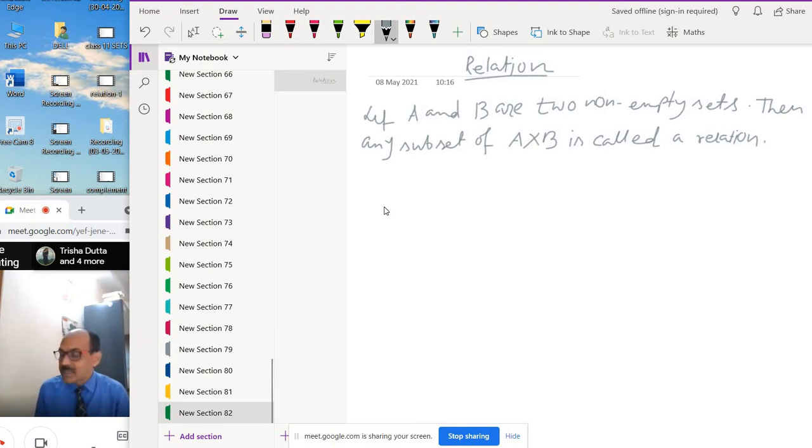A is a set whose elements are 1 to 14: 1, 2, 3, 4, up to 14. And define a relation R, denoted by capital R, from A to A. So first set and second set both are A, with elements 1 to 14. And R equals the set of ordered pairs x comma y such that 3x minus y equals 0. This is the condition of the relation, where x, y belong to set A. And also write down its domain, codomain, and range.